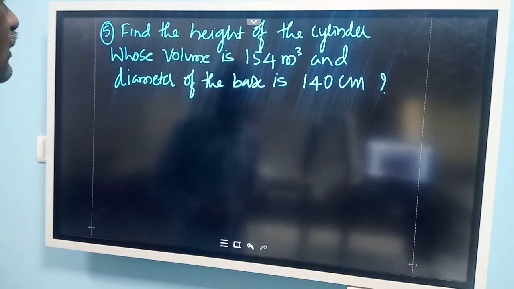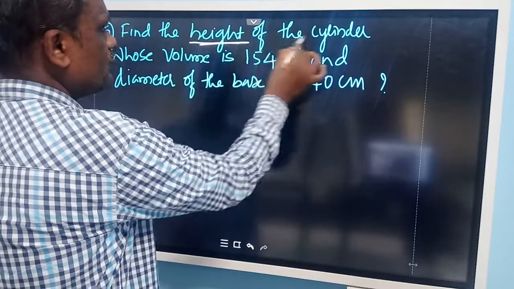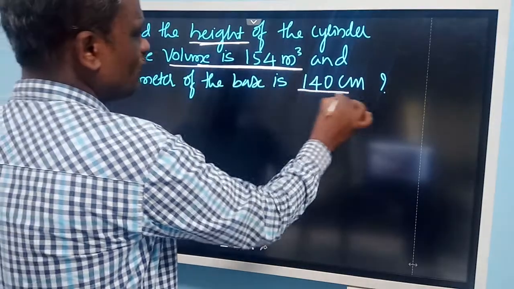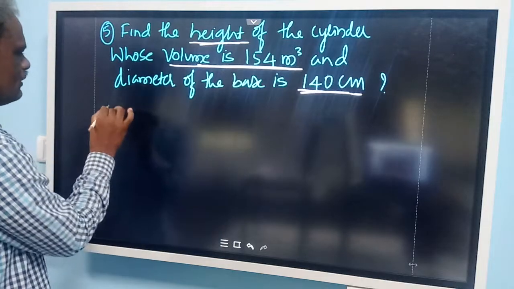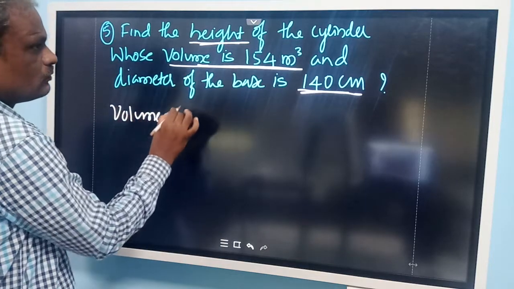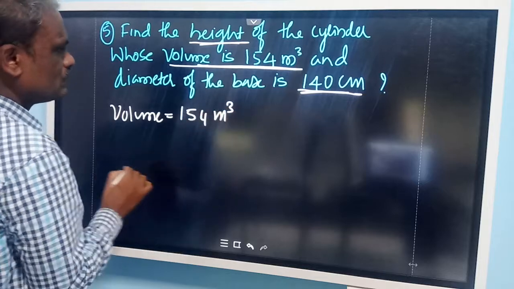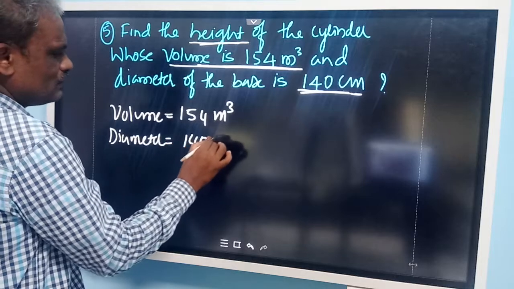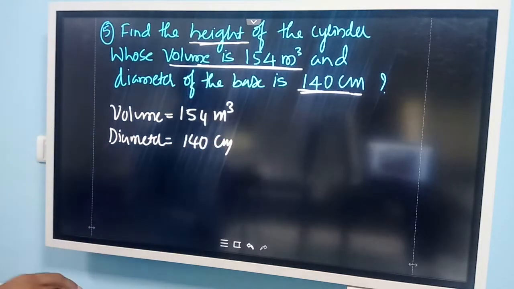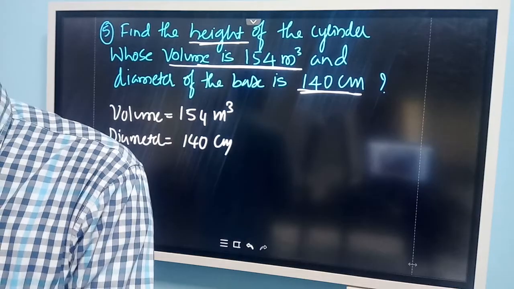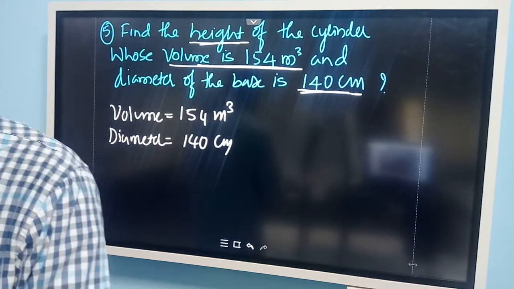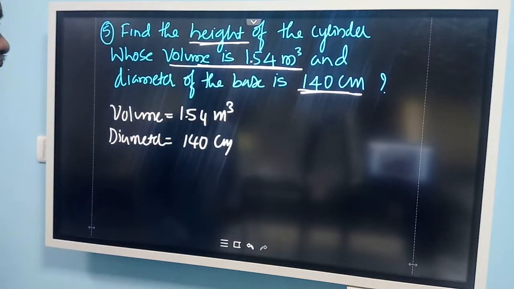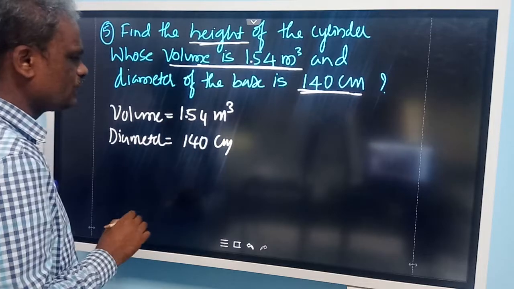Look at question number 5. Find the height of the cylinder whose volume is 1.54 meter cube and the diameter of the base is 140 centimeter. So the volume is given as 1.54 meter cube.